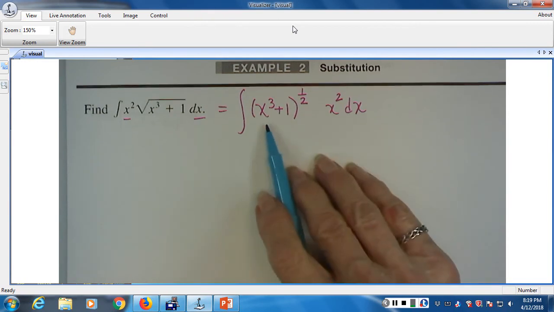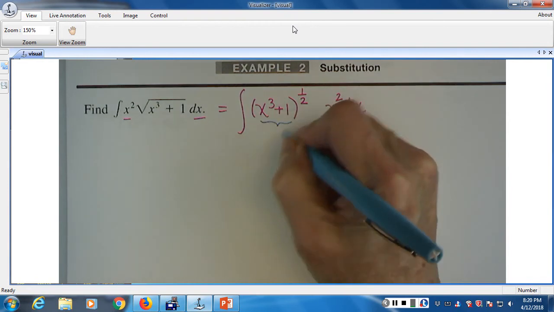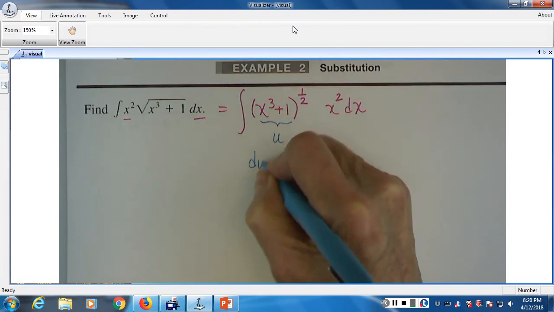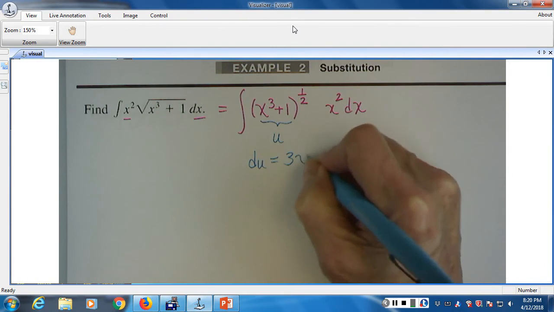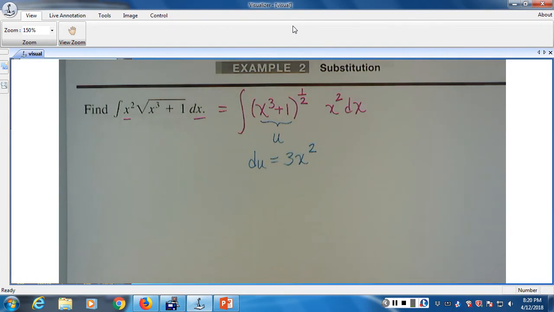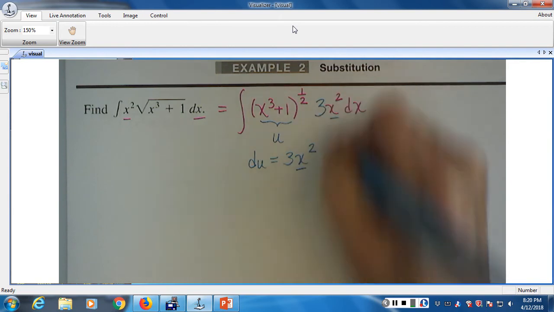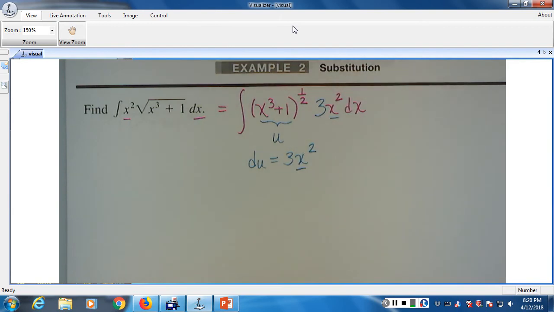So what's the derivative of x cubed? If this is going to be u. Okay, du is 3x squared. So then the question is, do I have du in the problem? What am I missing? I'm missing the 3. I got the x squared, no problem. I need a 3. And the 3 wasn't there to start with. I can't just throw it in.